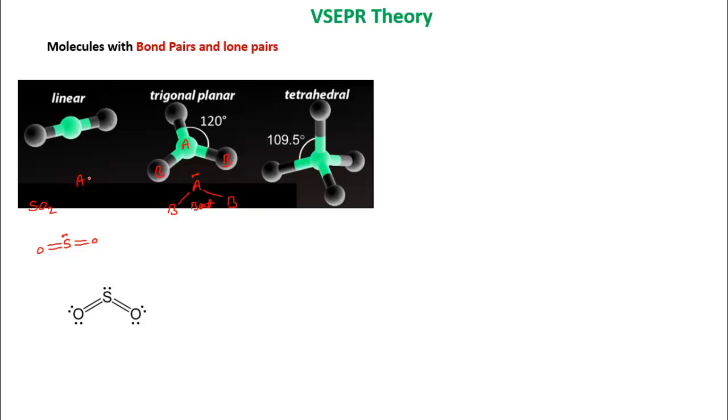Remember, if you have a double or a triple bond between two atoms, suppose you have an atom A bonded with atom B through a single bond, or a double bond, or a triple bond, we treat it as one electron pair. So the double bond here, we treat it as one bond pair. That means around the sulfur there are 2 bond pairs and 1 lone pair, and the shape is not trigonal planar, it's a bent shape.